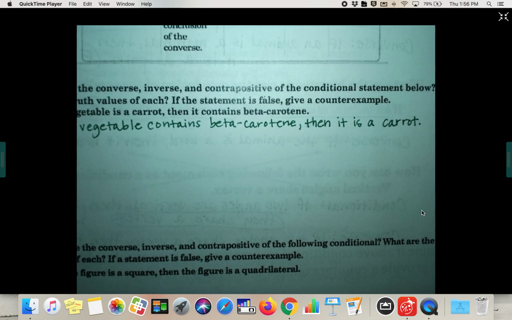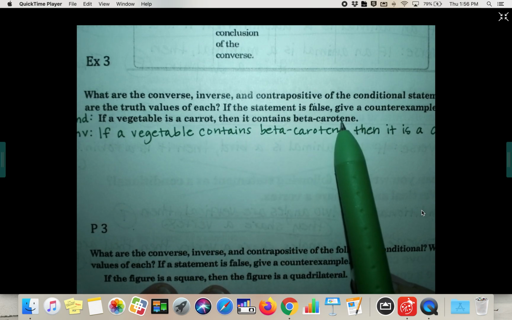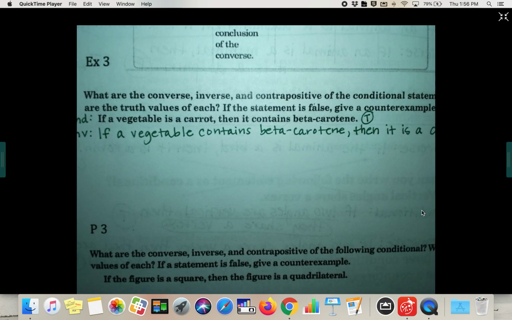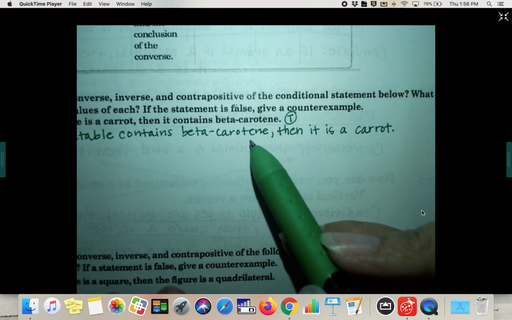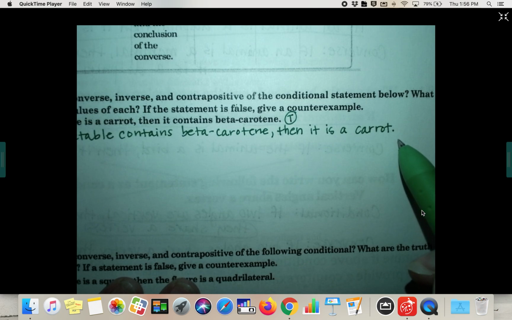All right, let's go back and answer the true false about each one. So if a vegetable is a carrot, then it contains beta carotene. That one is true. There is that beta carotene stuff in a carrot. However, if a vegetable contains beta carotene, then is it a carrot? Must it be a carrot?